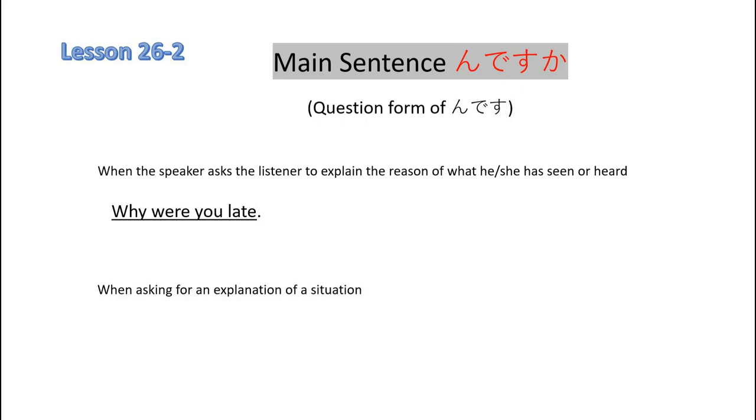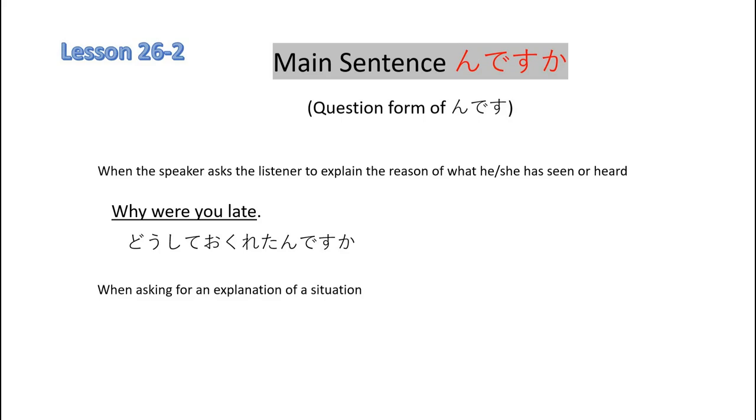For example, "Why were you late?" So the speaker sees that the listener is late. He wants to ask the reason. "Doushite okuretan desu ka?" So he can also say "Doushite okuremashita ka?" But "okuretan desu ka" is stronger than "okuremashita ka." It puts emphasis on the desire of the speaker to know the reason.